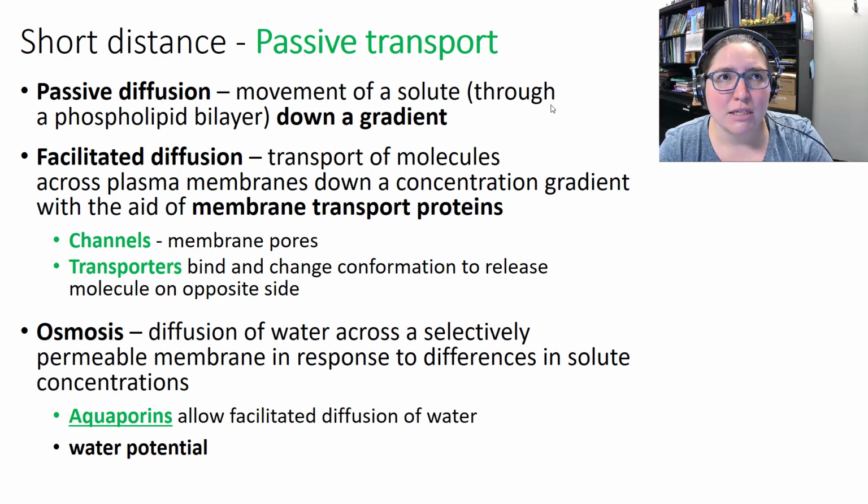Osmosis is a special case of diffusion where you have the movement of water across a selectively permeable membrane that is permeable to water but not solute. So the water moves in response to differences in solute concentrations. And there are actually proteins in the membrane that can facilitate this as well. There are aquaporins that allow water to move even more quickly. And we'll talk about water potential with plants here.